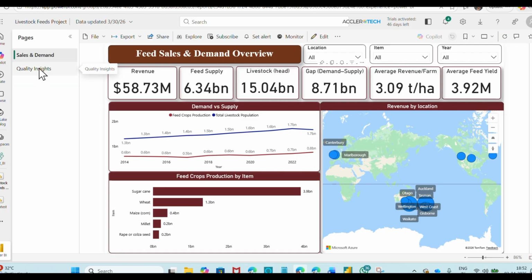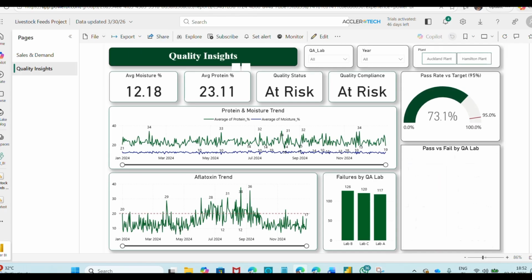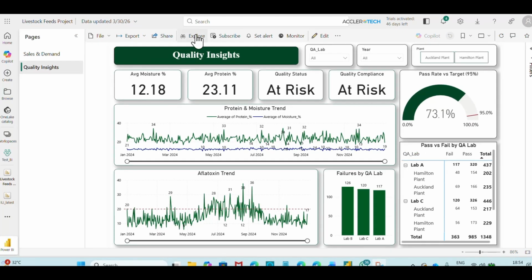Next, we move on to the quality insights dashboard. As feed operations scale, volume alone is not enough. Quality becomes the anchor that sustains growth. The quality insights page focuses on consistency, safety, and compliance across the operation.